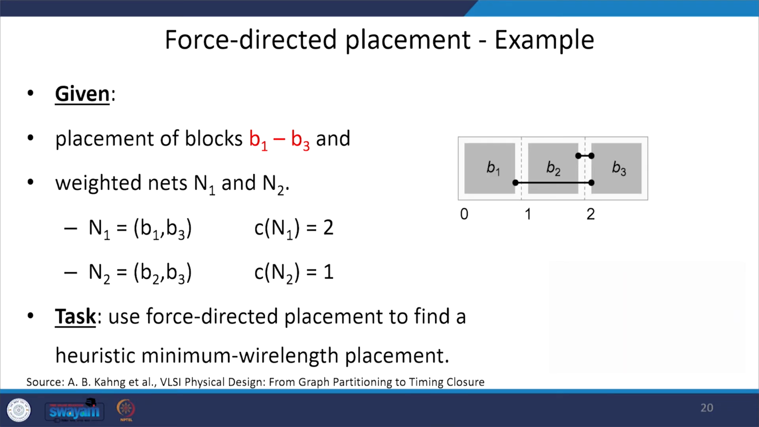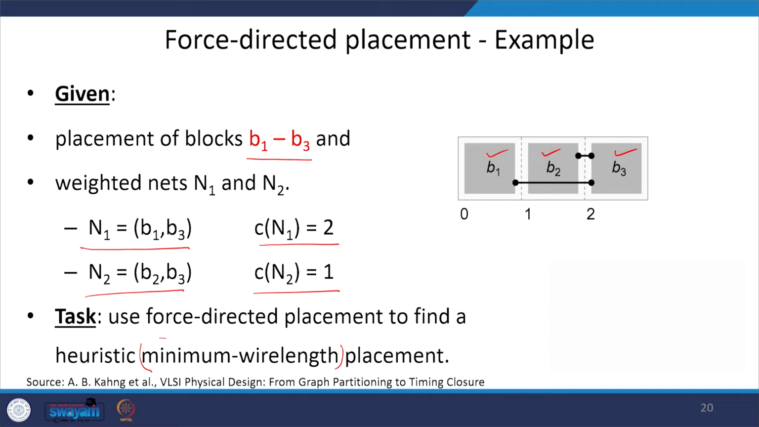In this slide, we are discussing an example of force directed placement. We have 3 blocks, B1, B2 and B3. Then we have 2 nets, N1 and N2, and then C of N1 and C of N2. Our task is to find the position of the blocks such that the minimum wire length can be achieved in the placement. How can I do that?